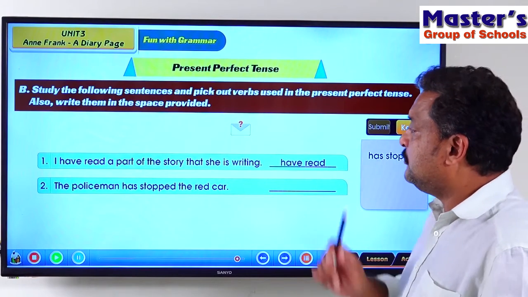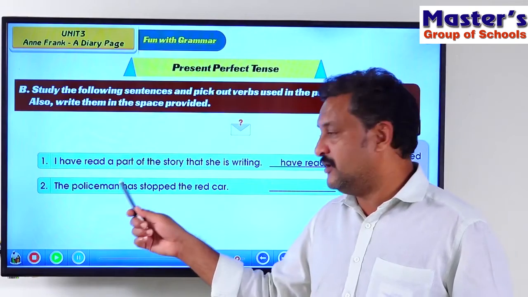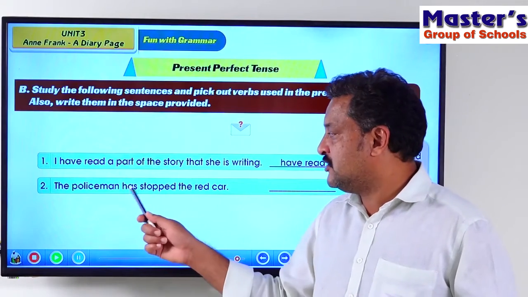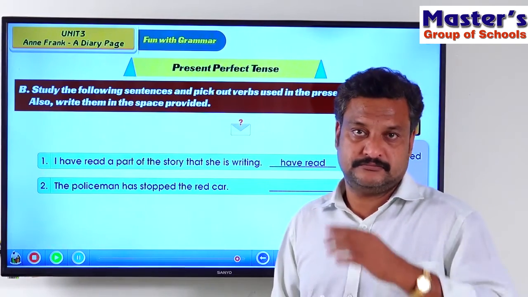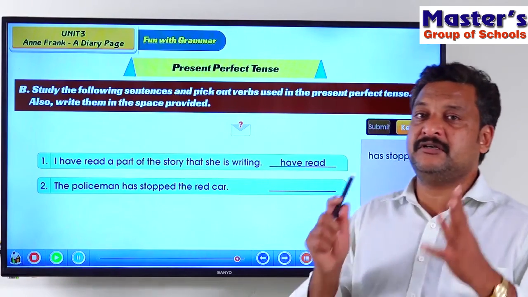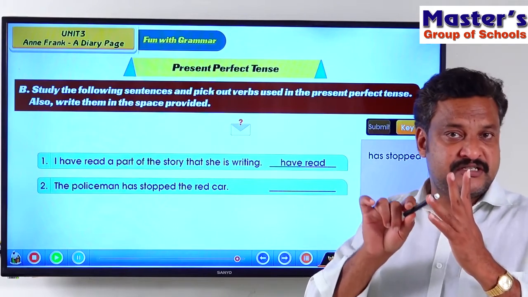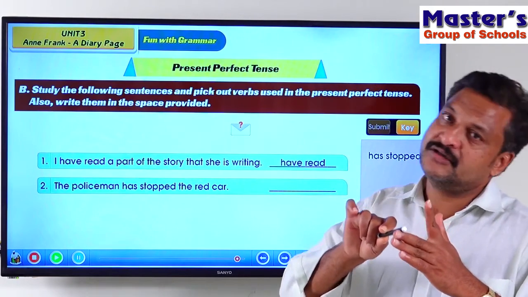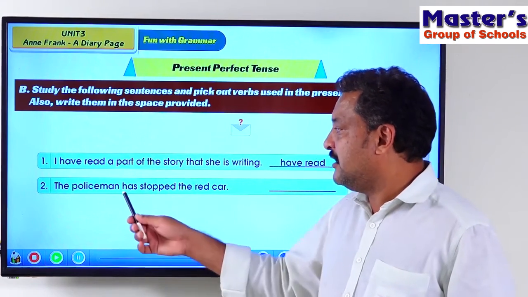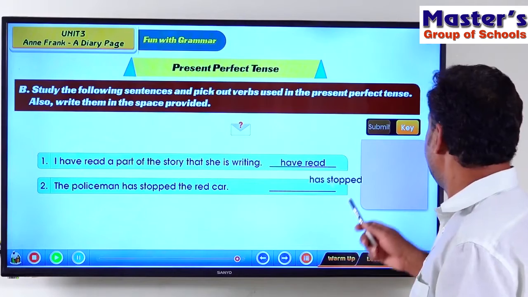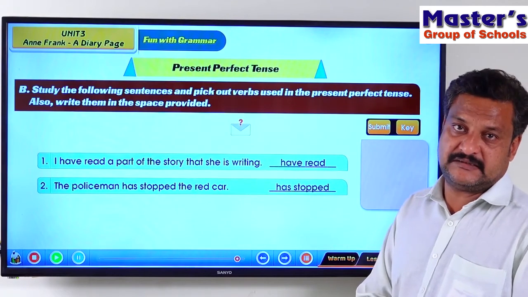Now, the policeman has stopped the red car. The policeman is singular, only one person, so we have used has here. The three forms of the verb stop are stop, stopped, stopped. Present tense is stop, past tense is stopped, past participle is stopped. So the policeman has stopped. Has stopped is the verb in the present perfect tense.